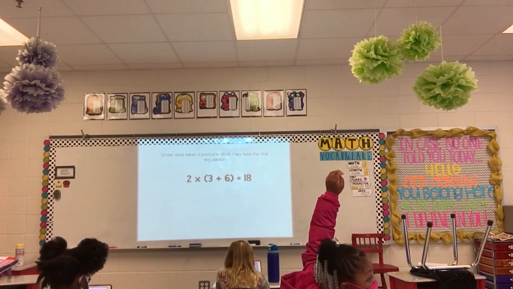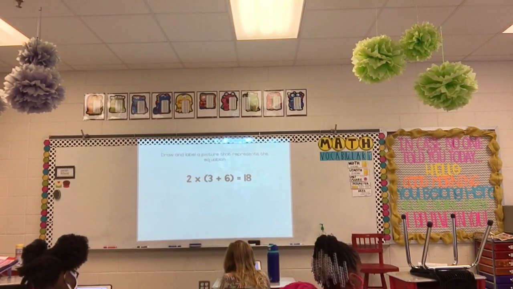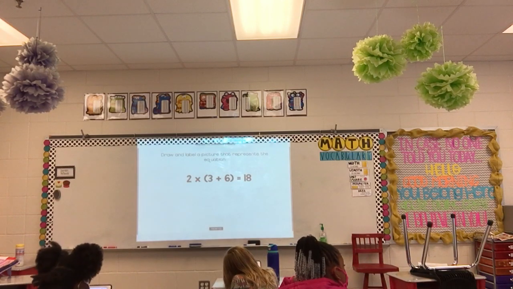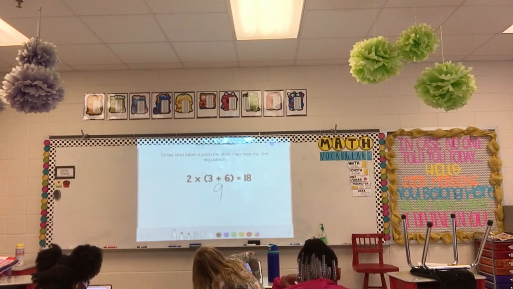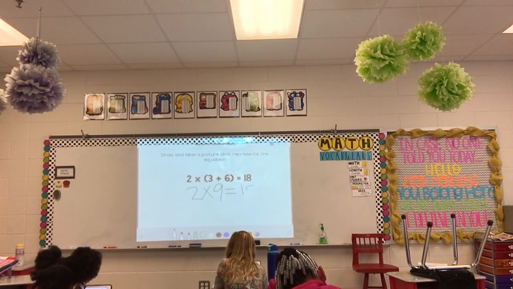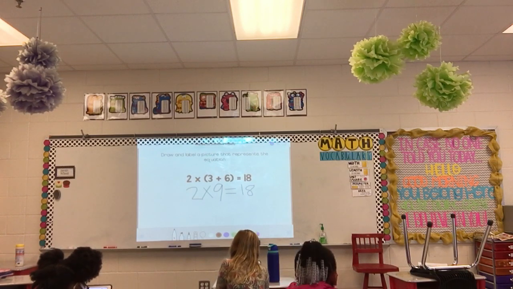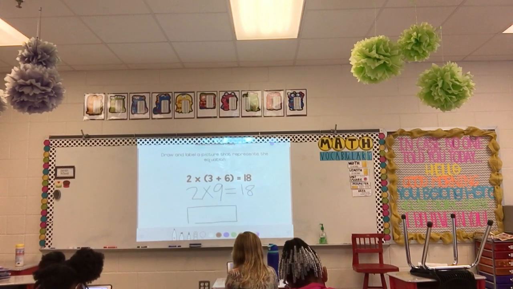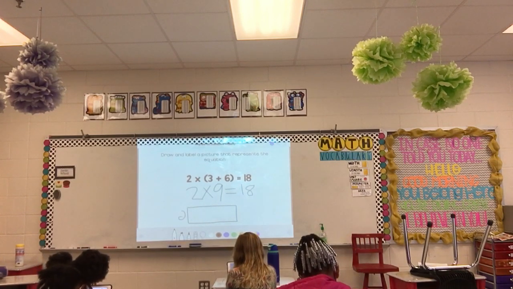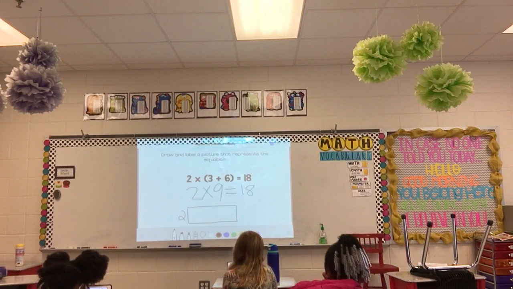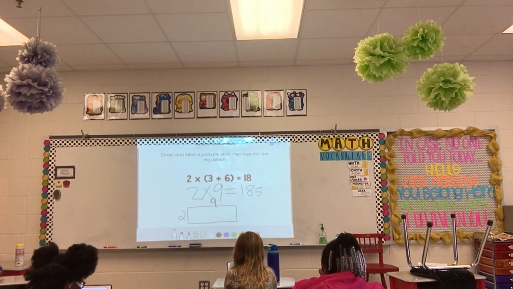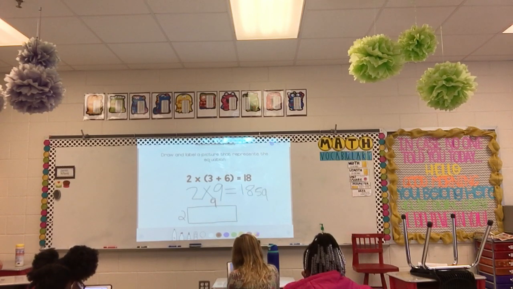Alright, we do our parentheses first. What is 3 plus 6? 9. Then we bring the other number down. So our rectangle is what? 2 times 9 equals 18. So we got to draw that, right? We got to draw a rectangle. Okay, the short side's obviously going to be what? 2. Good. And the long side's obviously going to be what? 9. Square units, because it did not tell us.